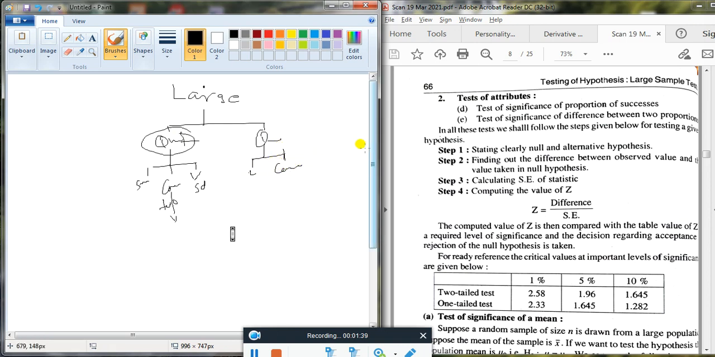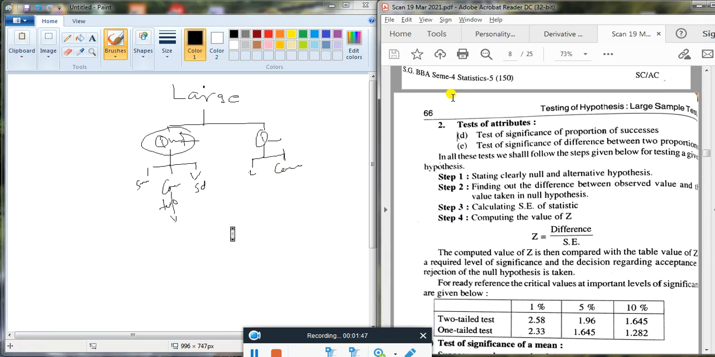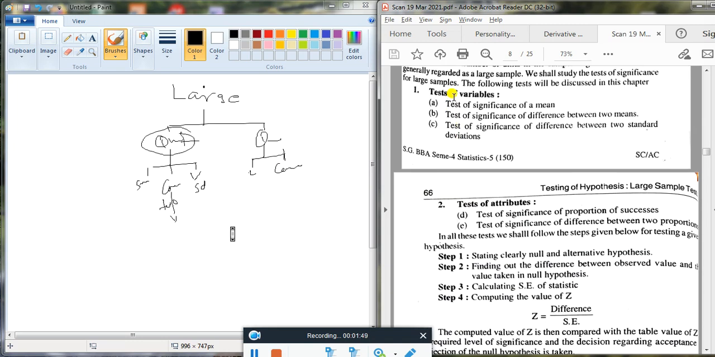सो लेट्स हैव द एट्रीब्यूट्स. सॉरी ये हमारा एक पेज आगे आ गया, टेस्ट ऑफ वेरिएबल्स. सो टेस्ट ऑफ सिग्निफिकेंस ऑफ मीन, एज आई टोल्ड इन फर्स्ट फ्यू सेकंड्स अगो. देन टेस्ट ऑफ सिग्निफिकेंस बिटवीन टू मीन्स, जो भी आपको दो पॉपुलेशन को कंपेयर करना है. एंड टेस्ट ऑफ सिग्निफिकेंस ऑफ डिफरेंस बिटवीन टू स्टैंडर्ड डेविएशंस. तो यहाँ पे मैंने 3 टेस्ट मेंशन कर दिए हैं.